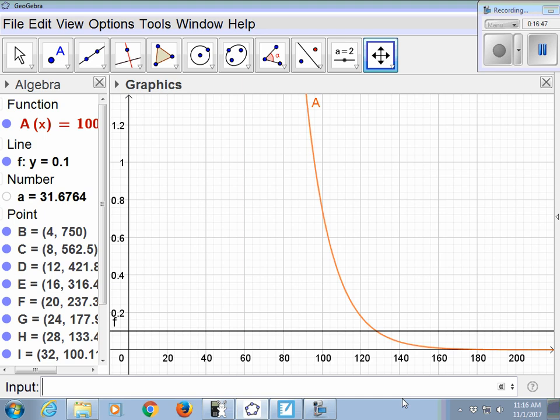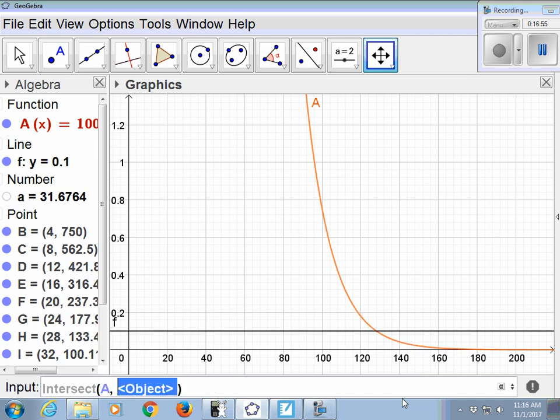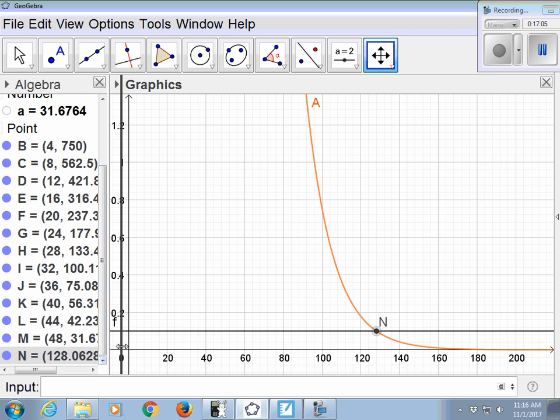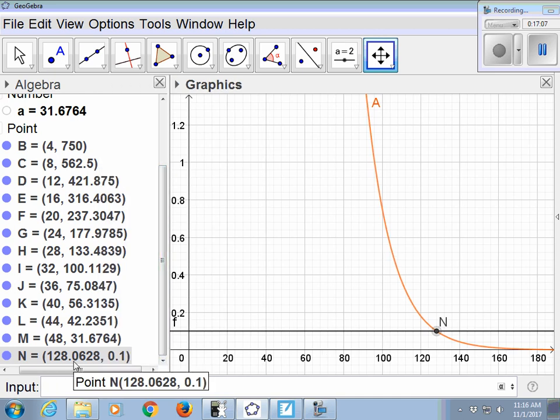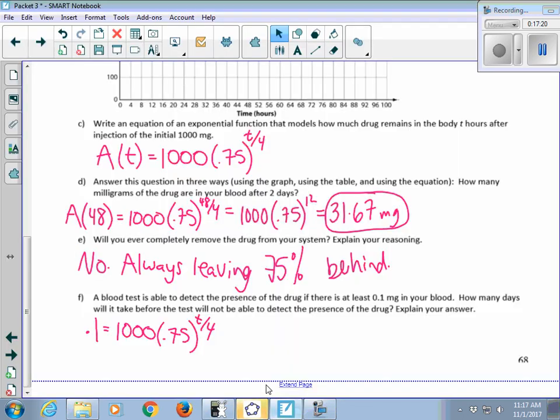So let's actually have GeoGebra find where those intersect. Intersect A and F. It says point N is the intersection point, and that is at about 128 hours. So 128 divided by 24 is 5 1/3 days. So this is between 5 and 6 days.